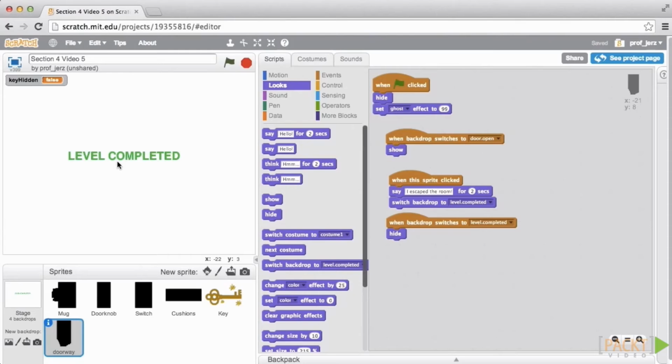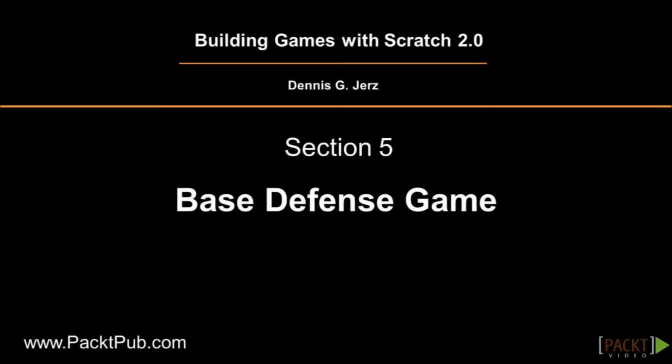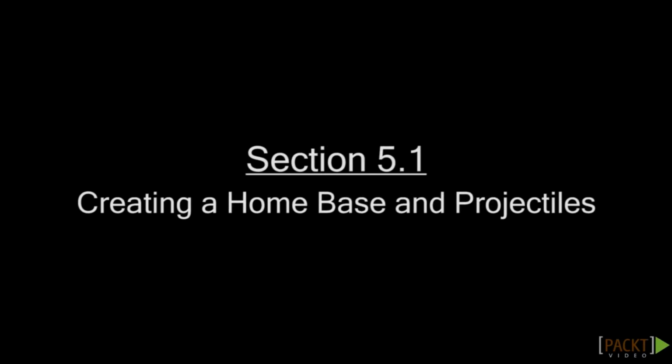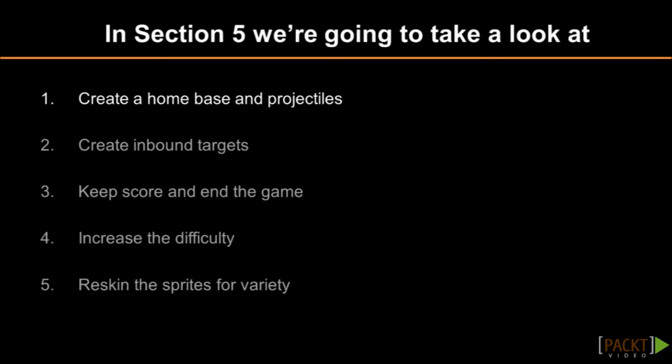In our next video, we'll get back to a Twitch game, a 2D base defense game that will get harder and harder as you keep playing it. We'll shoot at incoming targets. The core mechanics of a base defense kind of game are pretty simple, so in this series we'll put together a basic game pretty quickly, and then we'll move on to increasing the difficulty and adding visual variety to our game. First we'll start by creating a home base and projectiles, then we'll create inbound targets, we'll keep score and end the game, we'll increase the difficulty, and then we'll reskin the sprites for some visual variety.